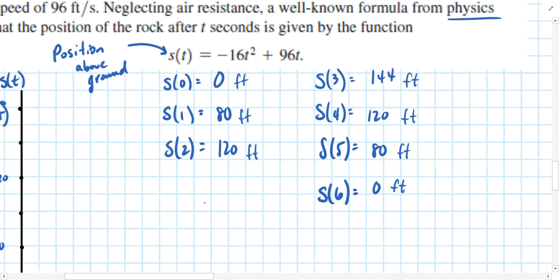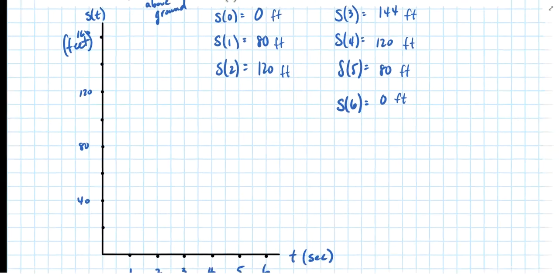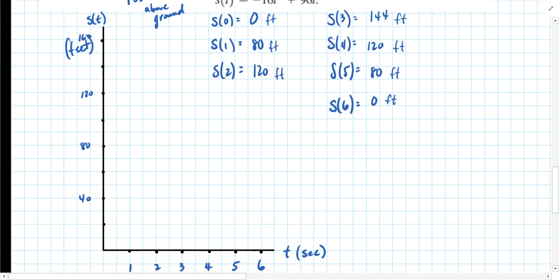So as you might guess, this object, the grapefruit, goes up, and then comes back down. And if I were to plot each of these coordinates on my graph here, we can see the trajectory of this grapefruit. And my apologies, I misread my calculator. The height at 2 seconds and at 4 seconds is 128 feet, not 120.